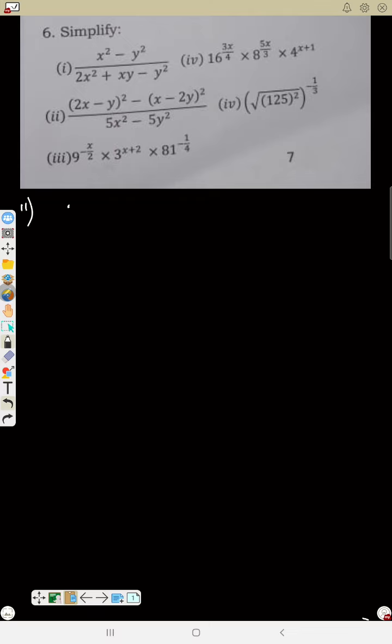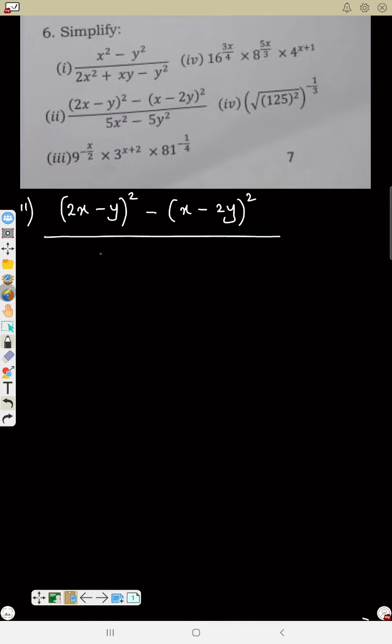So we have (2x minus y) square minus (x minus 2y) square, divided by 5x square minus 5y square. Now we are still using difference of two squares in the numerator.